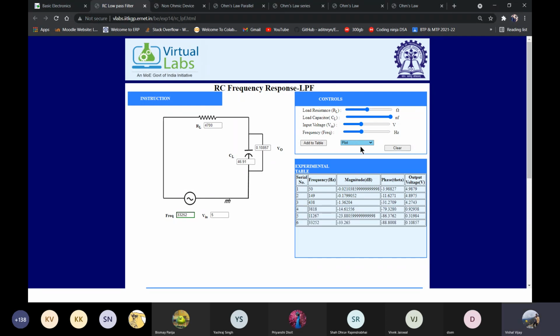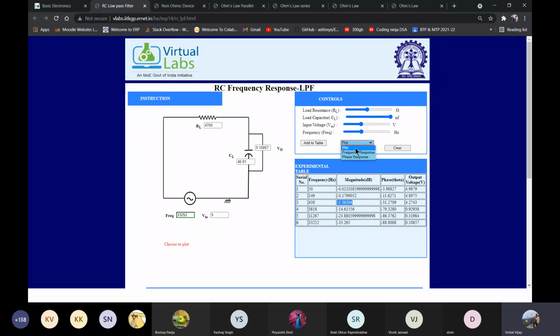Just one more. All right. In this, you can see the value is minus 0.02. So you can see that attenuation is very less, like 0.02 dB is very less. At 149 hertz, it is 0.17. At 438 hertz, it's minus 1.3. And at 3818, it is minus 14. You can see the minus 3 dB point will lie somewhere in between these two values, 438 and 3818. All right. And you can see this value is lesser than minus 3 dB.